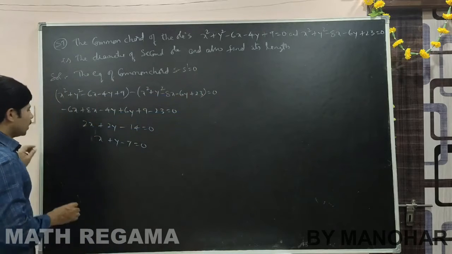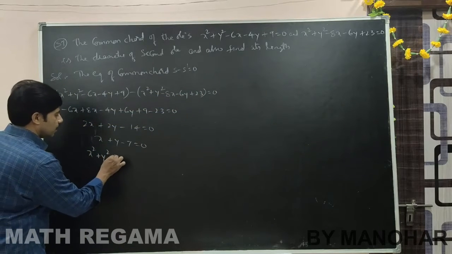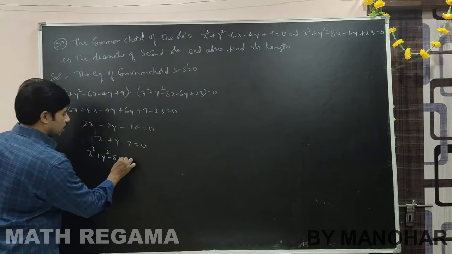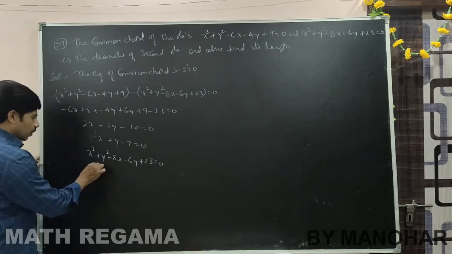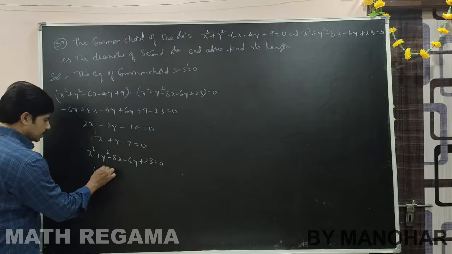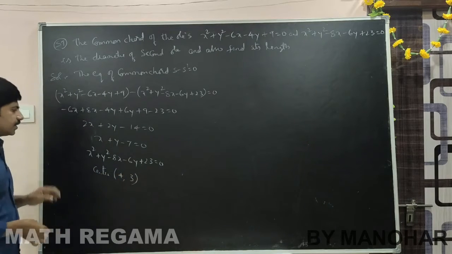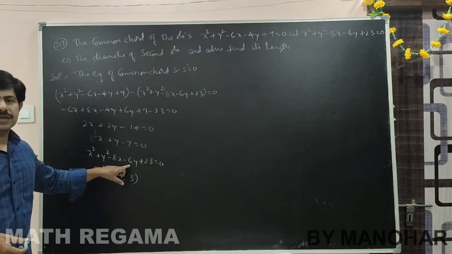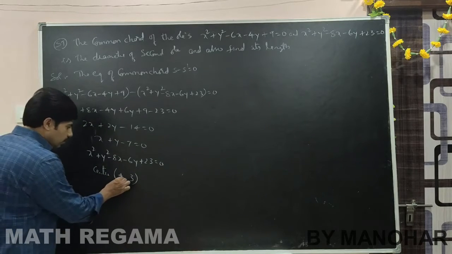So I'll write down the second equation of the circle: x square plus y square minus 8x minus 6y plus 23 is equal to 0. And what is the center? The center is minus g comma minus f. So it is 4 comma 3. Okay, we got the center of the circle as 4 comma 3.